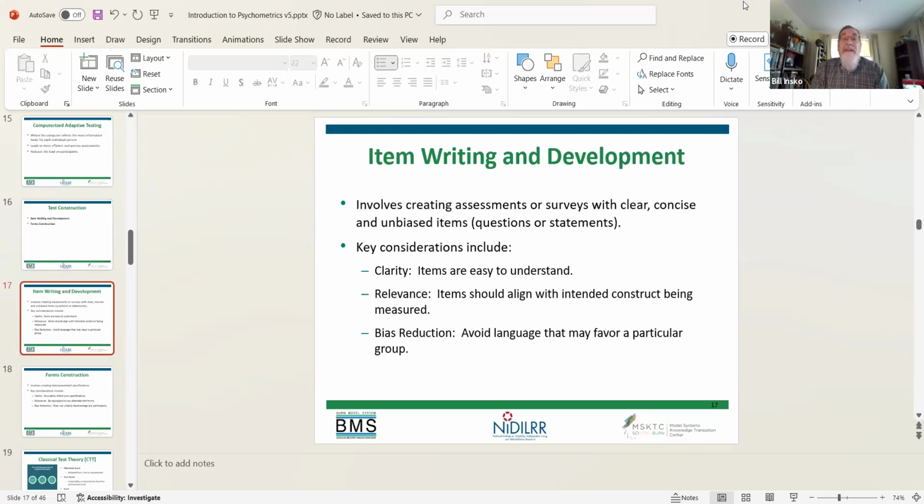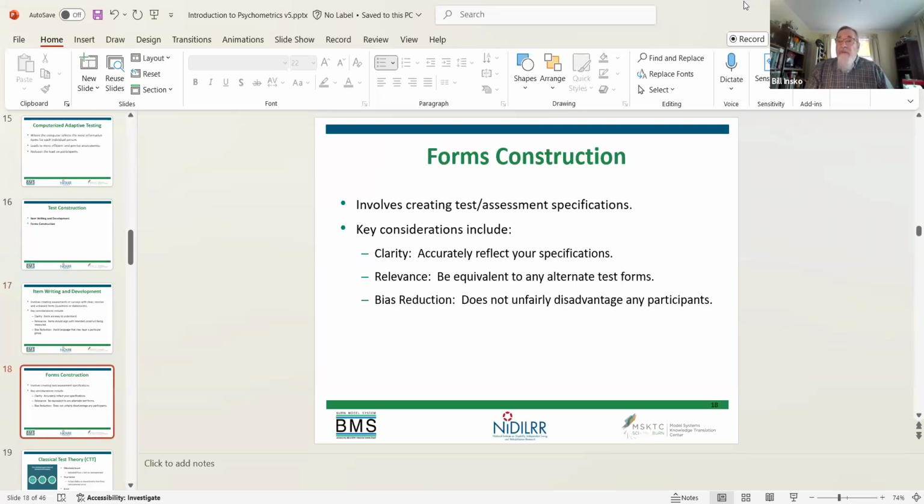Like I said about NCME, bias is a really big thing. Every test publisher out there has bias review committees for writing items. They do statistical analyses to see if items are biased, if they favor one group or favor another. And so it's really an important thing in item writing. Same thing for when you build forms. You have to have forms that accurately reflect certain specifications.